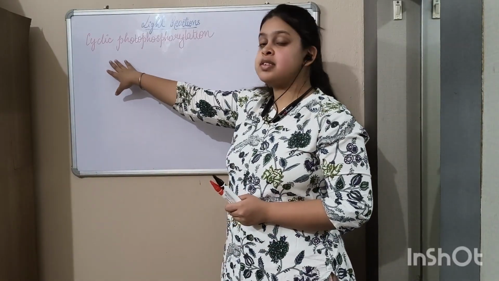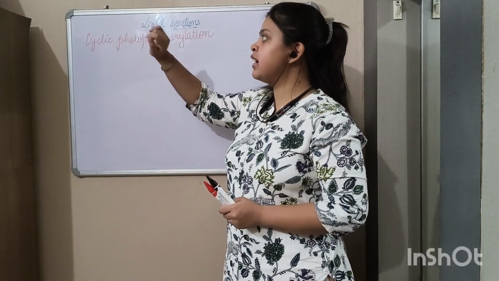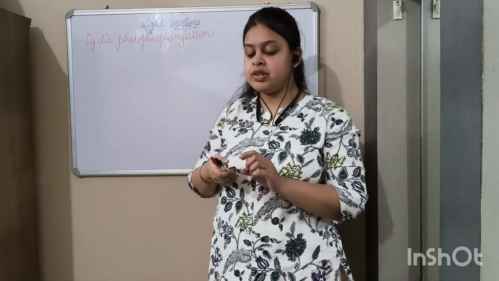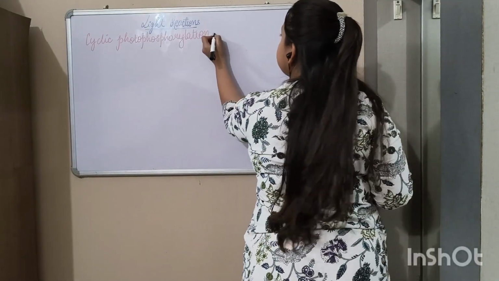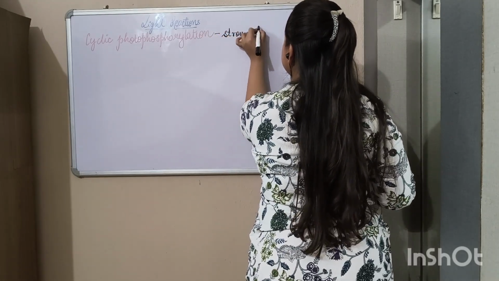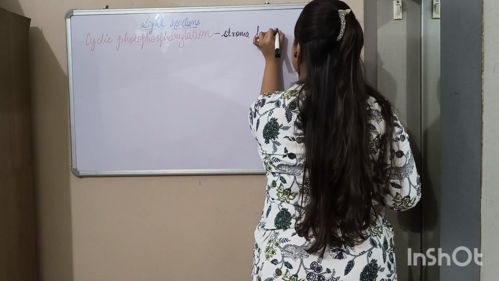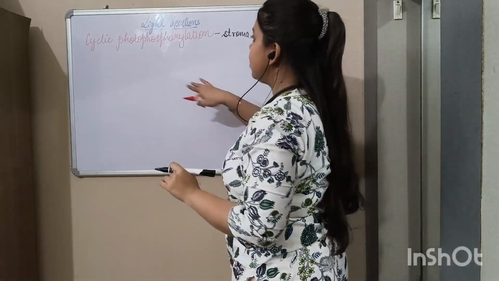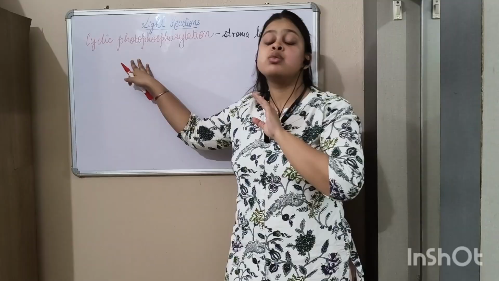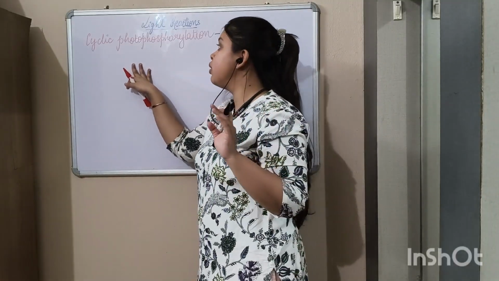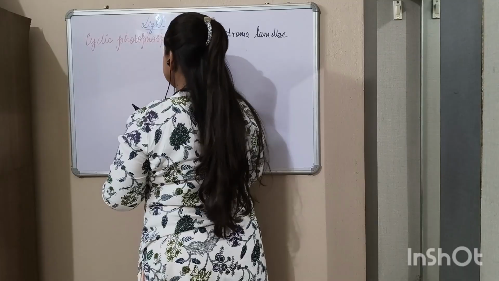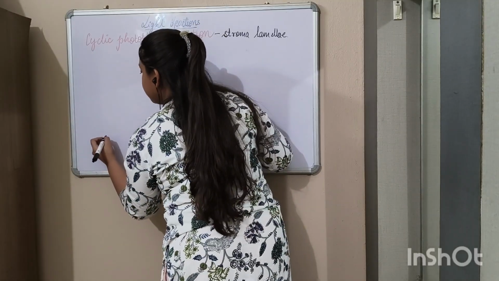As the name suggests, it is a cyclic process. First of all, the site of cyclic photophosphorylation is the stroma lamellae. In cyclic photophosphorylation, only ATP is produced. There is no formation of NADPH. Okay, so now let's see the mechanism of this cyclic photophosphorylation.